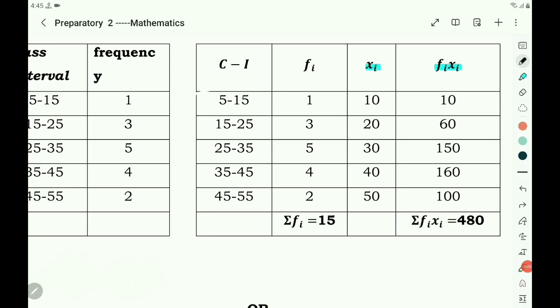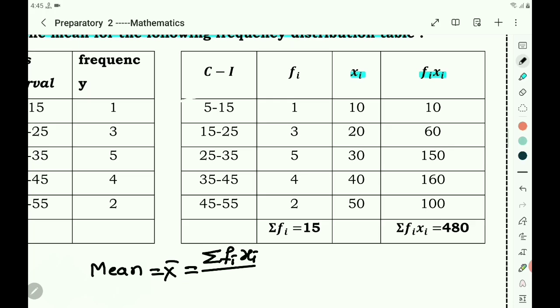Then mean, that is x bar, equals the sum of Fi xi divided by the sum of all Fi, that is sigma Fi xi by sigma Fi, equals 480 by 15. Sigma Fi xi is 480, and sigma Fi is 15.